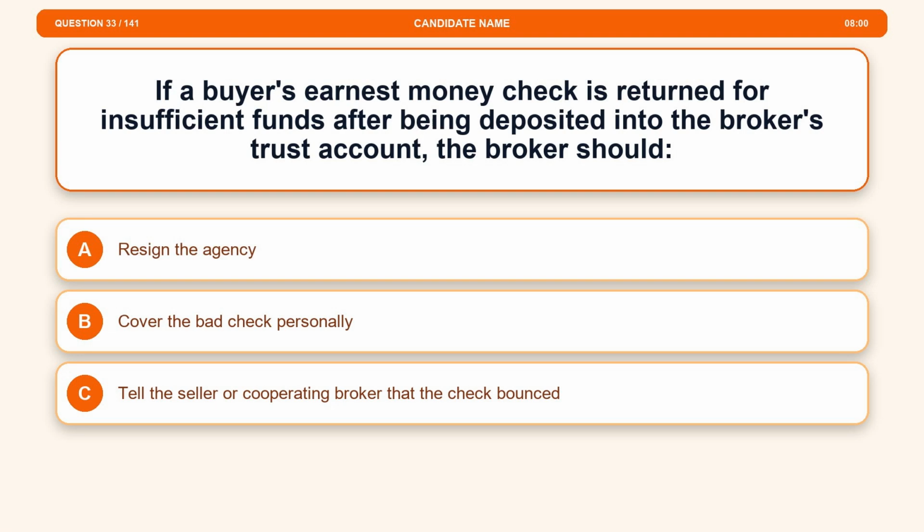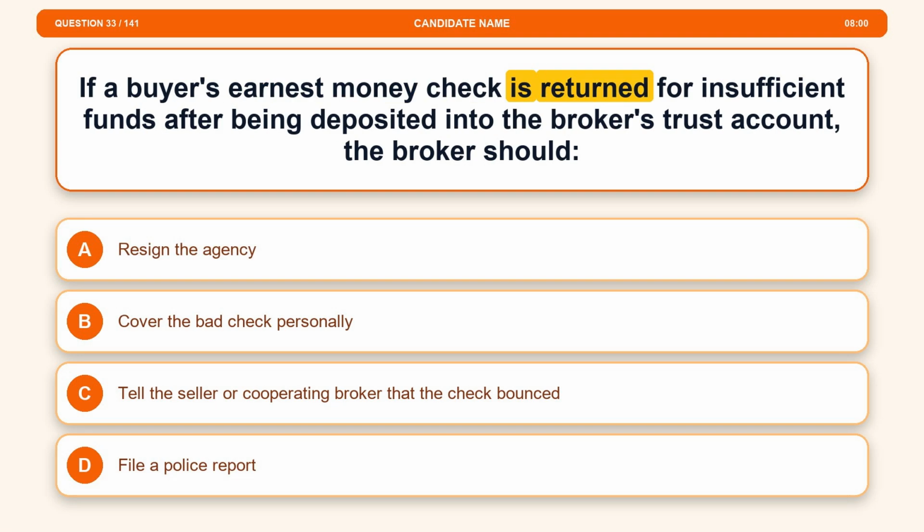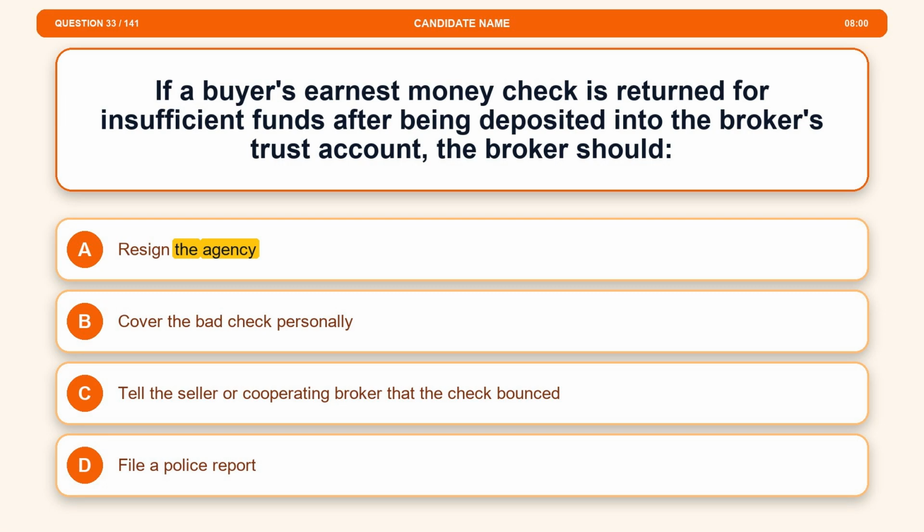Question 33. If a buyer's earnest money check is returned for insufficient funds after being deposited into the broker's trust account, the broker should: Option A. Resign the agency. Option B. Cover the bad check personally. Option C. Tell the seller or cooperating broker that the check bounced. Option D. File a police report.